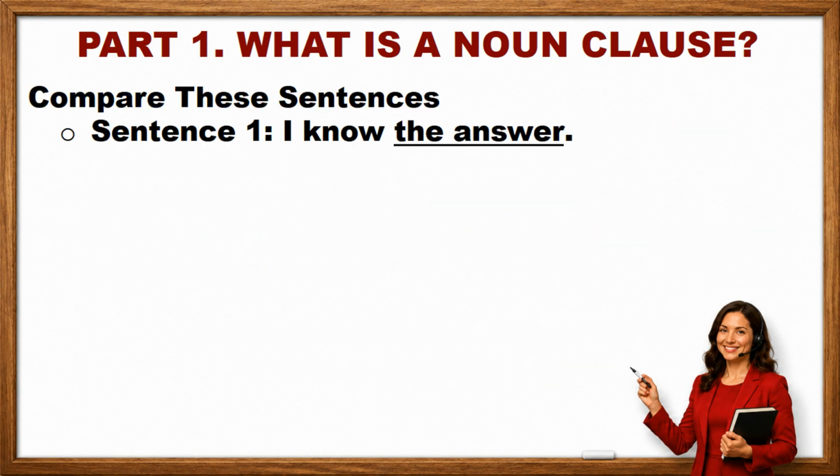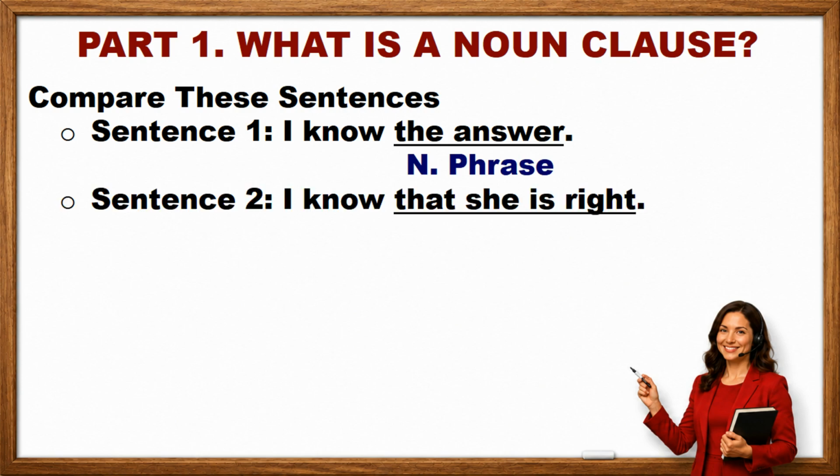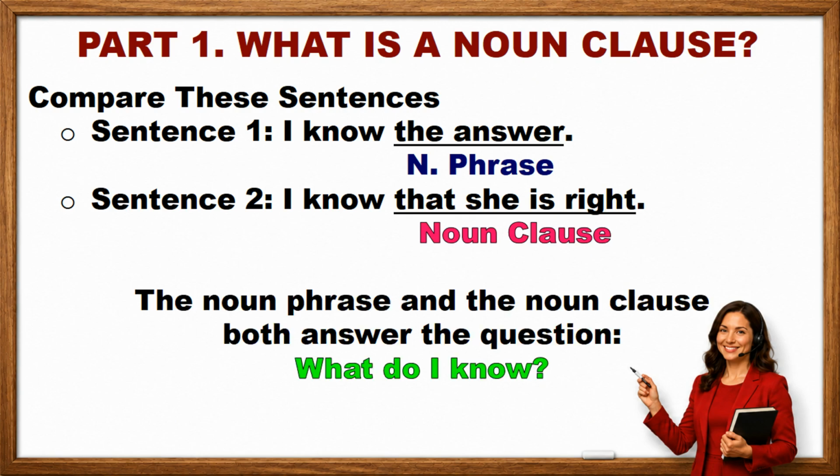Compare these sentences. Sentence 1. I know the answer. The answer is a noun phrase. Sentence 2. I know that she is right. That she is right is a noun clause. The noun phrase and the noun clause both answer the question, what do I know? So they perform exactly the same job.